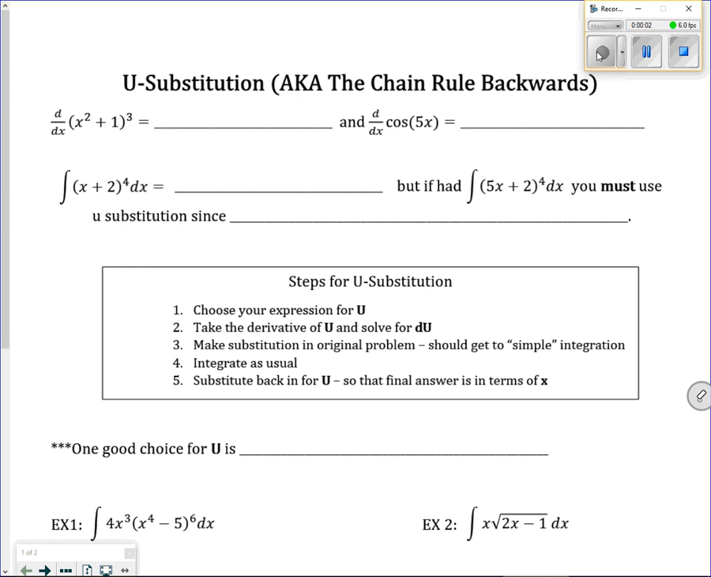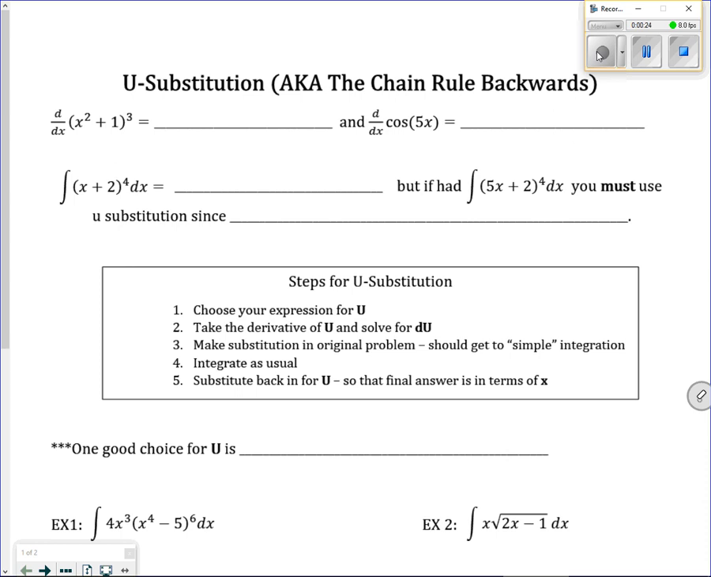All right, so we're going to do some more integration today, but we're going to use substitution, which is going to be the chain rule backwards. So let's first see if we remember the chain rule. If you have a derivative of x squared plus 1 to the third, let's think of how we would get that derivative.